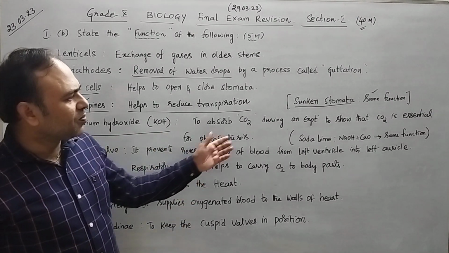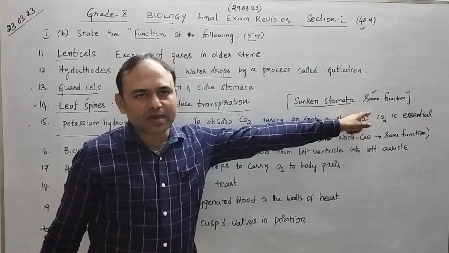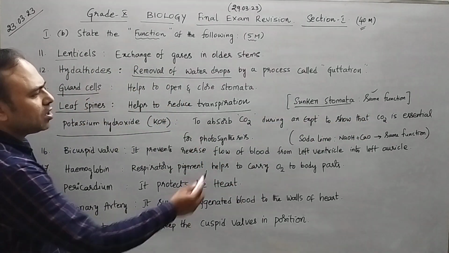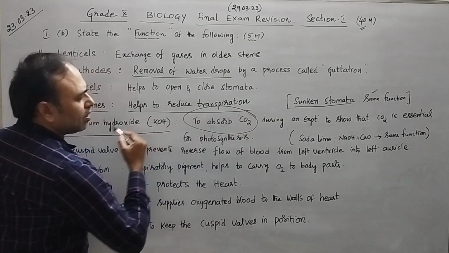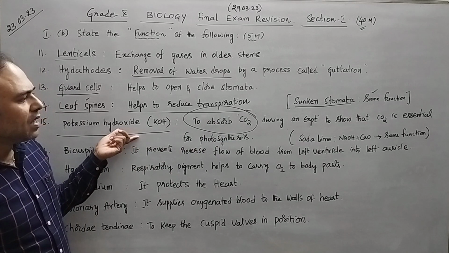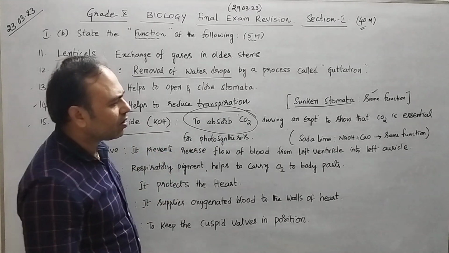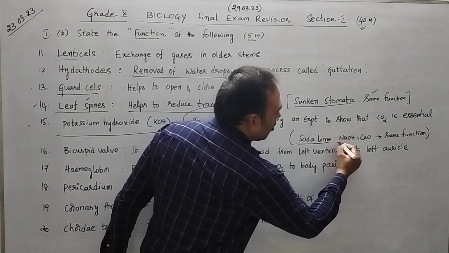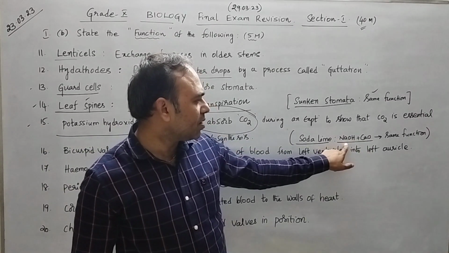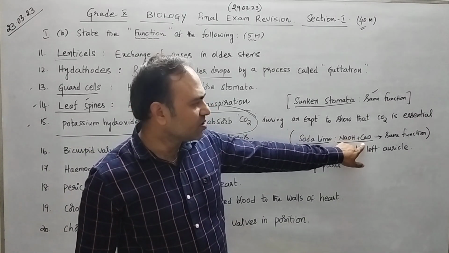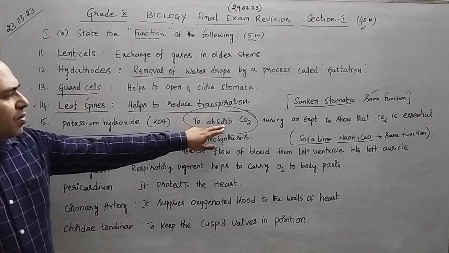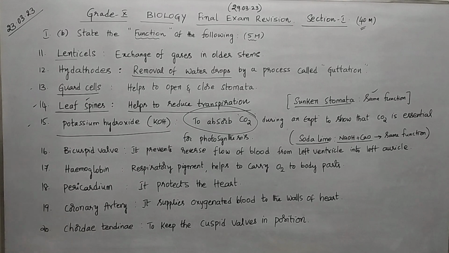You have seen one experiment which shows that carbon dioxide is essential for photosynthesis. During that process, to absorb or remove carbon dioxide, we are using KOH. One more chemical we can also use, soda lime. What is soda lime? NaOH plus CaO, that is sodium hydroxide with calcium oxide. These two exhibit the same function, that is absorption or removal of CO2.